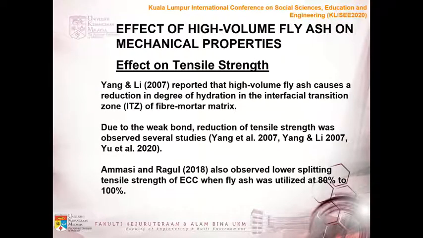Effect on tensile strength. Young and Lee in 2007 reported that high volume fly ash causes a reduction in the degree of hydration in the interfacial transition zone of the fiber mortar matrix, and due to this weak bond, reduction of tensile strength was observed in several studies. Ammasi and Raghul also observed lower splitting tensile strength of ECC when fly ash was utilized at 80% to 100%.